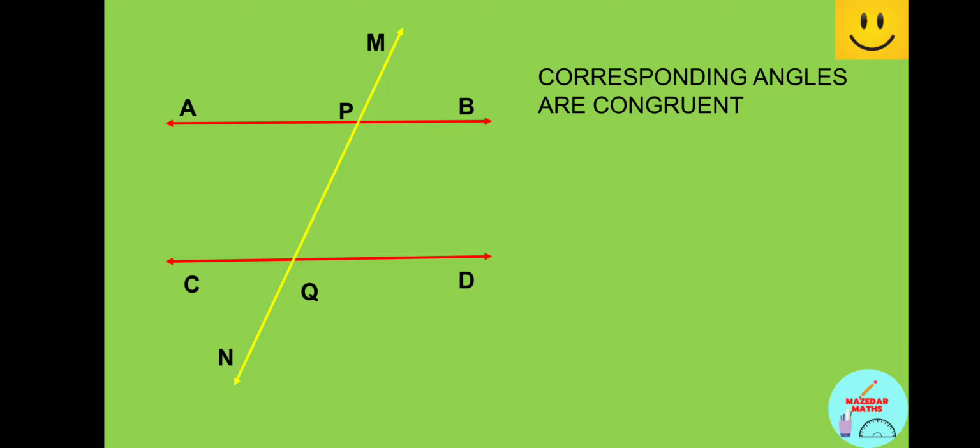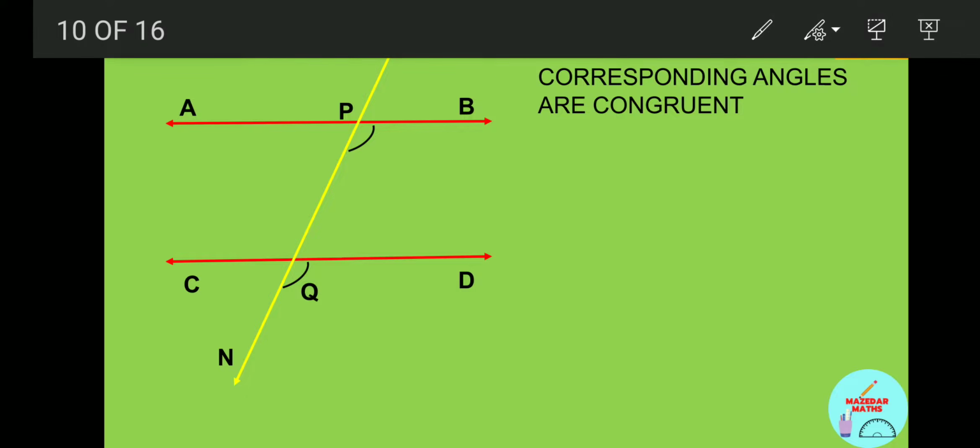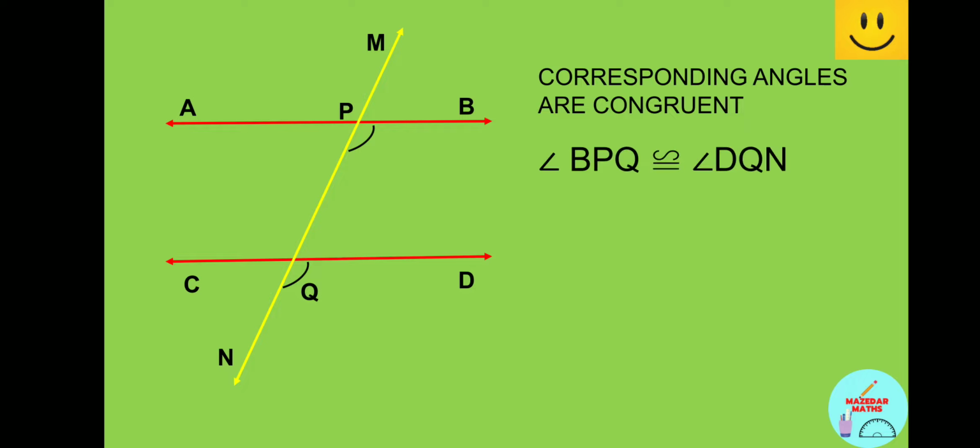Next, corresponding angles. What was the shape for corresponding angles? Yes, F. That's correct. So we have the F shape here. There is one angle below the first parallel line and one angle below the next parallel line. So let's see. BPQ is congruent to DQN. Now the next F shape is on the opposite side. APQ is congruent to CQN.